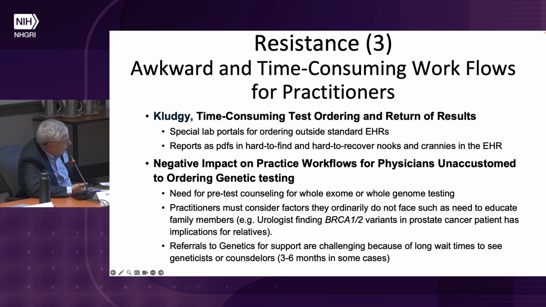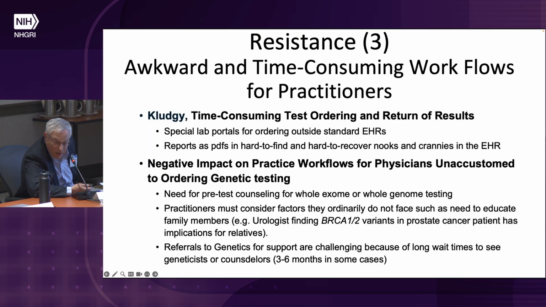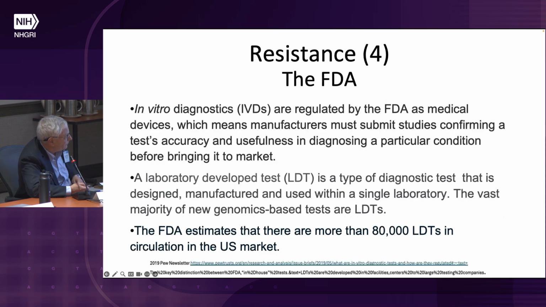And I also have to say referrals to genetics for support, which is sort of a standard way that many non-genetics practitioners get around this problem, is also problematic because of long wait times. I mean, I've heard stories of 3 to 6 months to get in to see a genetic counselor. That's a non-starter. This is not going to work for a busy breast surgeon to refer. With breast surgeons, what they want is to be able to get a test and have it come back within 5 to 7 days to know whether they should be considering bilateral mastectomy or not.